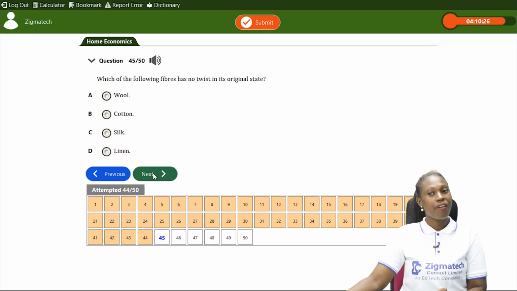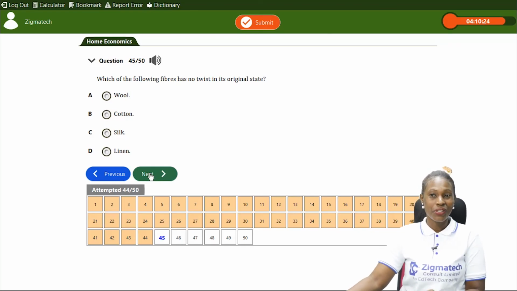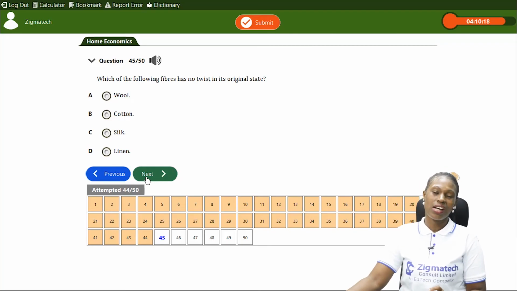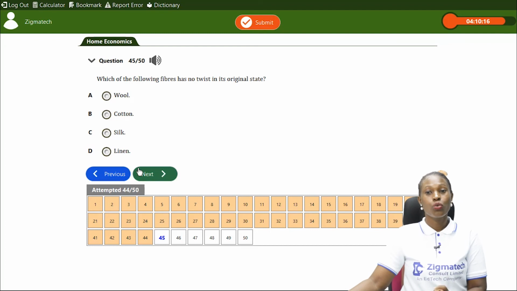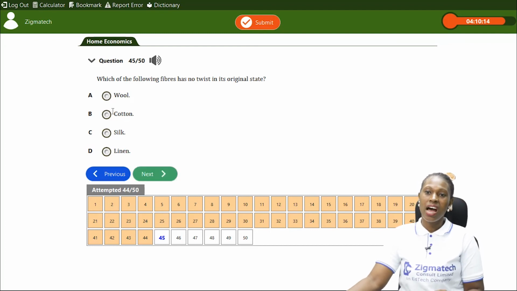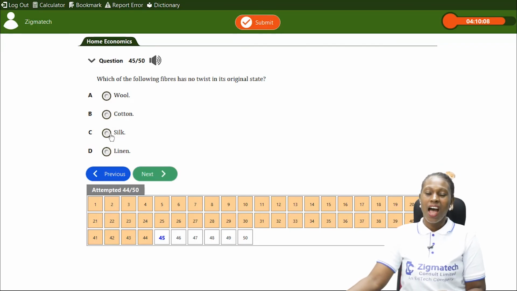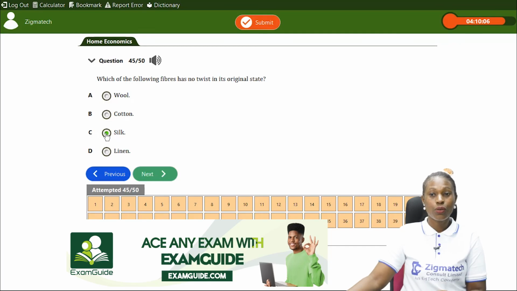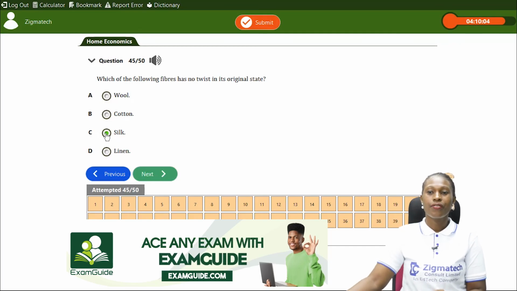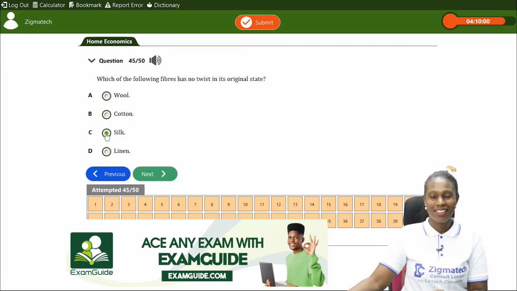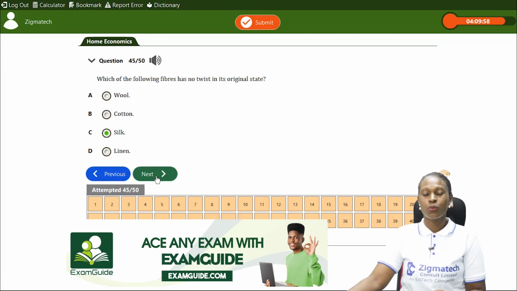Which of the following fibers has no twist in its original state? Now, we have wool, we have cotton. Of course, wool has twist, cotton has. Silk does not. So silk is the answer to this question. Silk does not have twist in its original state. Let's look at the next question.